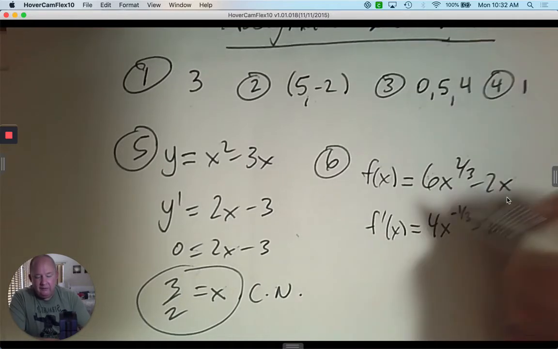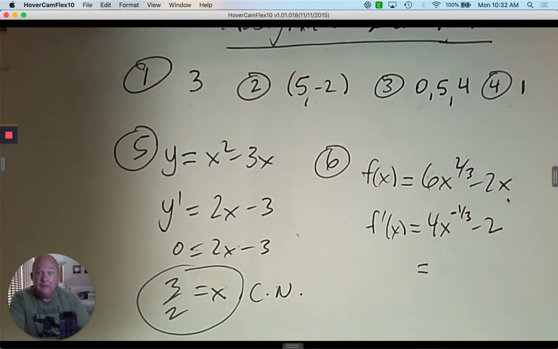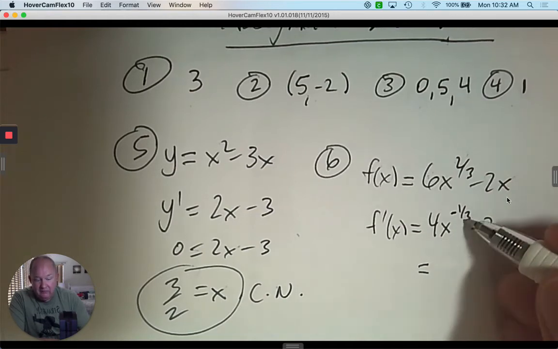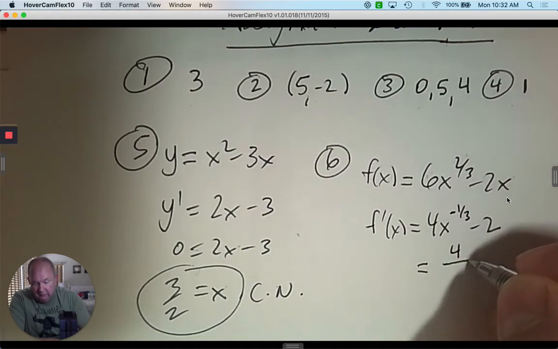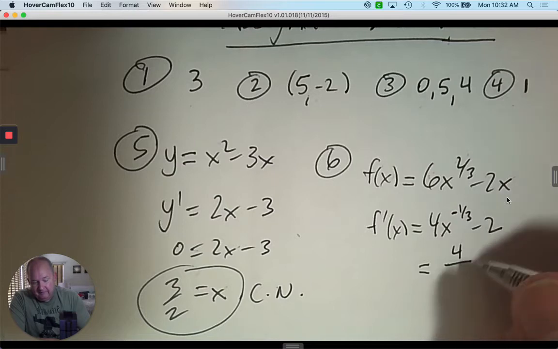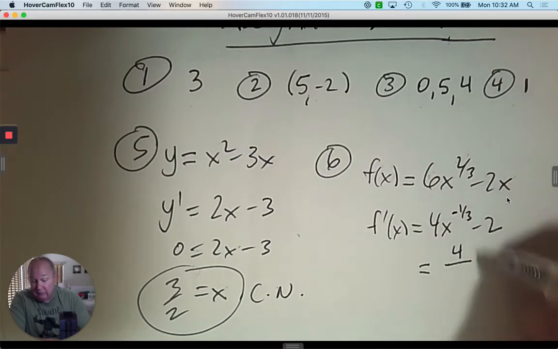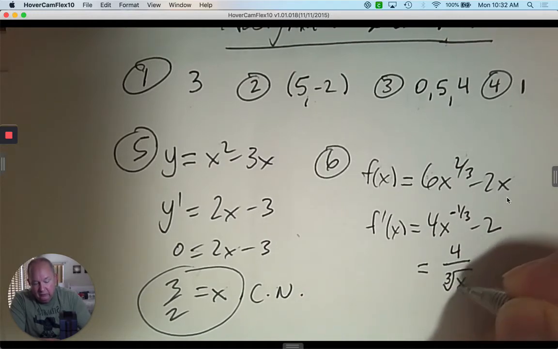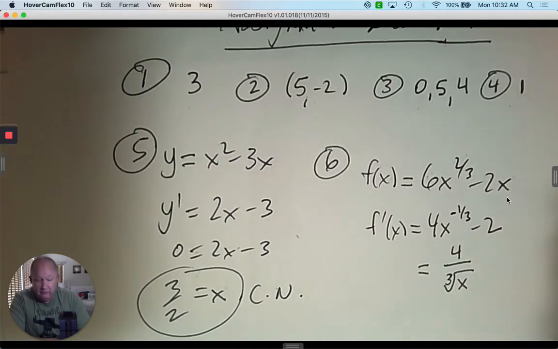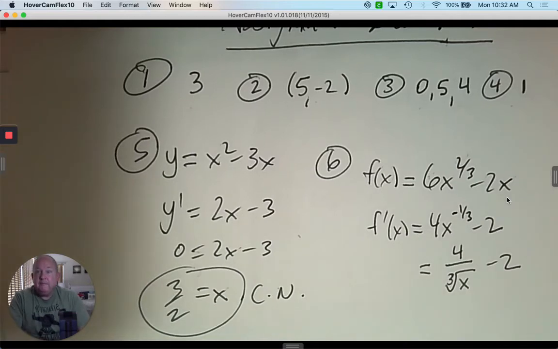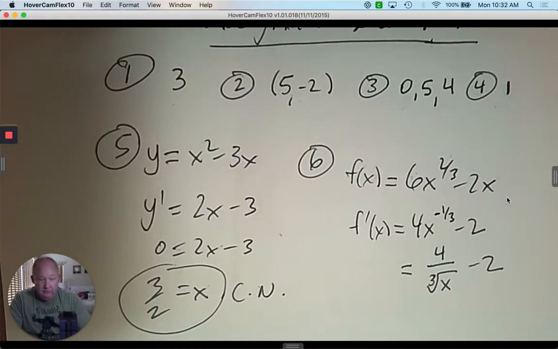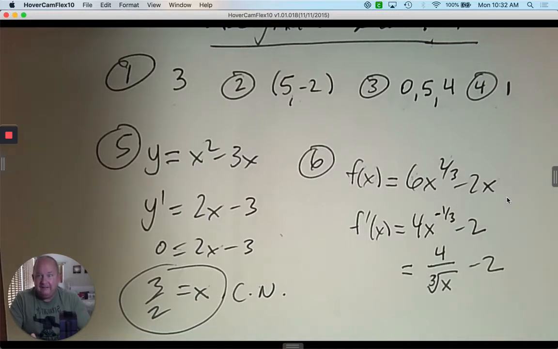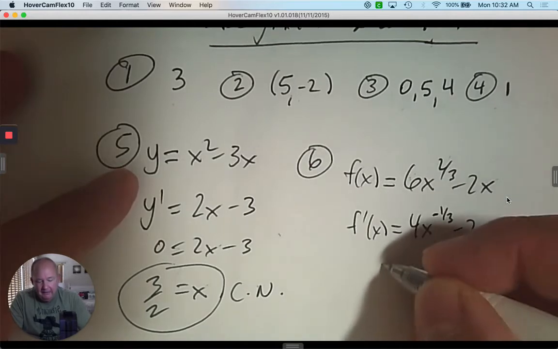Now, for the next step, it's going to be helpful to write this not with a negative exponent. So x to the negative 1/3, the negative exponent means the reciprocal. So it goes in the denominator. And I'm going to write it as a cube root instead of a fractional exponent. So when I do algebra, I'd rather it not have negative exponents, not have fractional exponents. When I do calculus, I want it to have negative exponents and fractional exponents. All right, so I'm going to make it equal to 0, and I'm going to look at it.